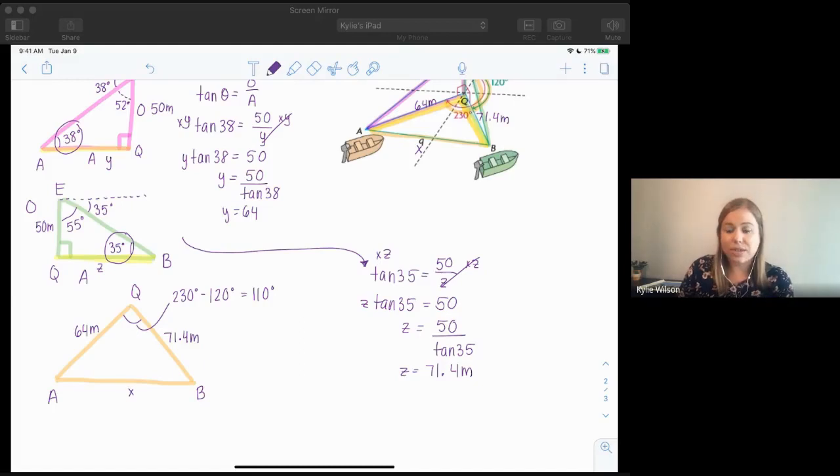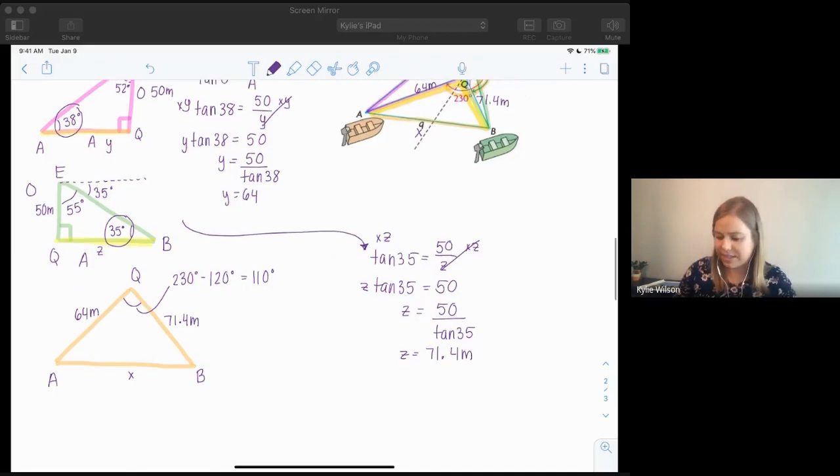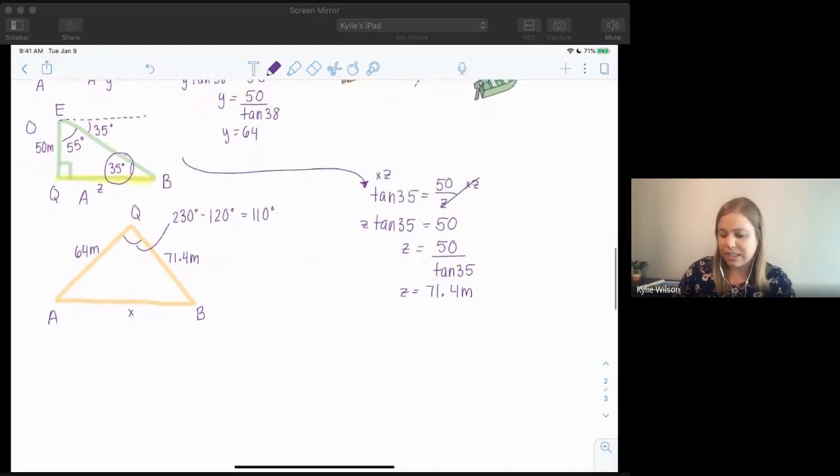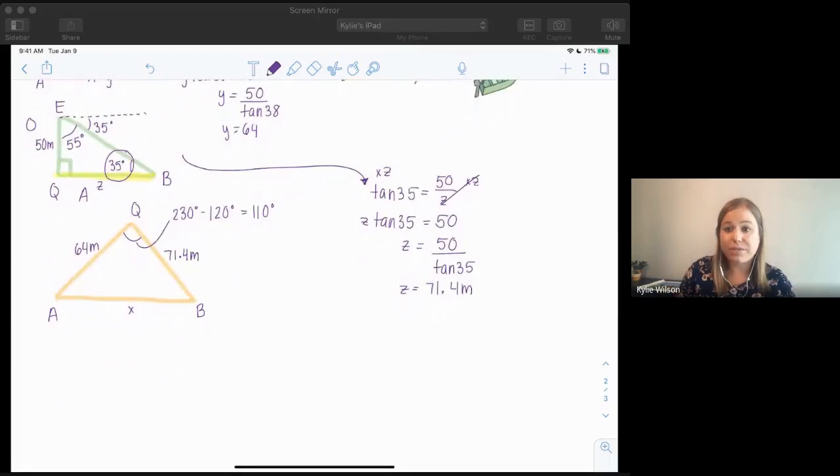Now I look at it and I think, do I have enough information to solve for x here? If I try sine law, I don't have enough for sine law, but that's okay. But do I have enough for cosine law? I have two sides here, and I have the value of their interior angle. So that means cosine law question.